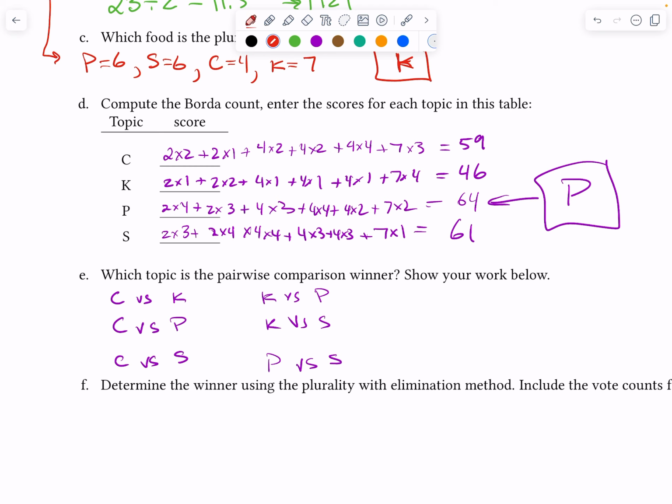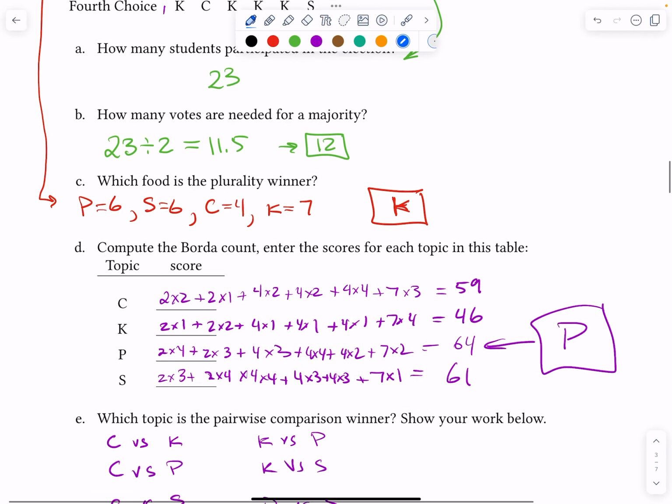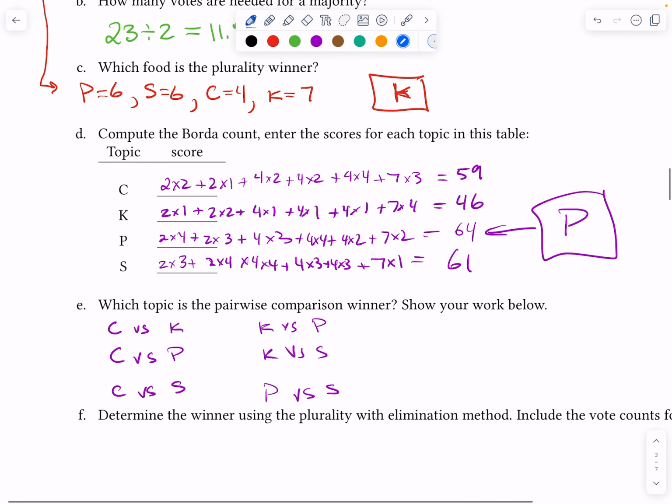Let's see, what can I do? Green I've used, how about blue? Okay, so going up here, this is going to be a little annoying, C versus K. So essentially what we're going to do is figure out who's going to win when C goes up against K. So these 2 people will vote for C, these 2 people will vote for K, these will vote for C, C, C, and K. So we'll just add up the total. C gets 2 plus 4 plus 4 plus 4, which is 14, and K gets 9. So it's 14 versus 9, which means C is the winner.